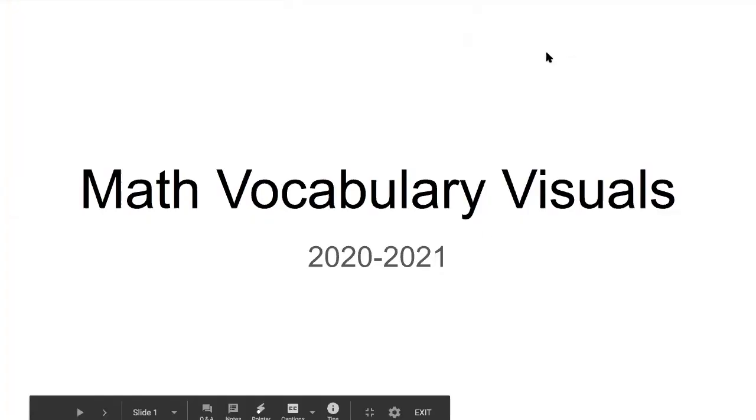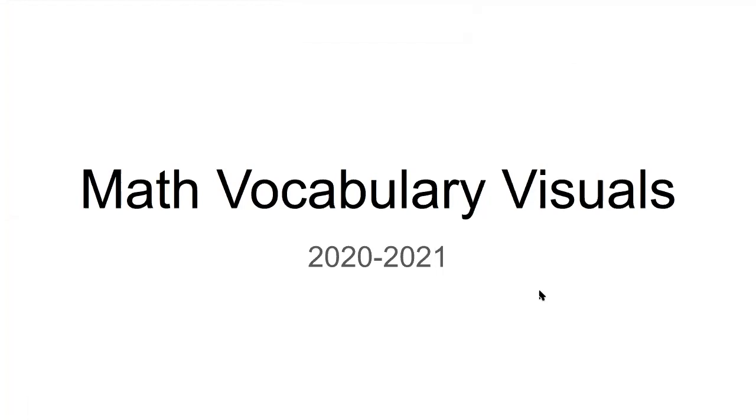Other friendly numbers: 2s, 5s, 10s, but again, the 10 has a 0 in the ones place. All those friendly numbers help us in math. And that's one of the things we're going to be working on this year as well. What I created for you guys is just a little slideshow of vocabulary with visuals, and I'm going to add to it all year. So we will remember all of our math words.